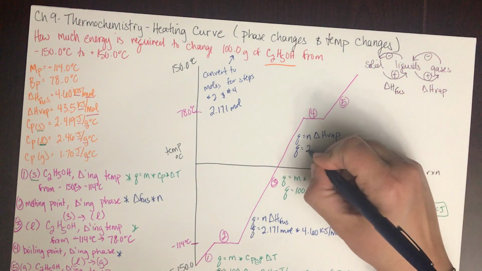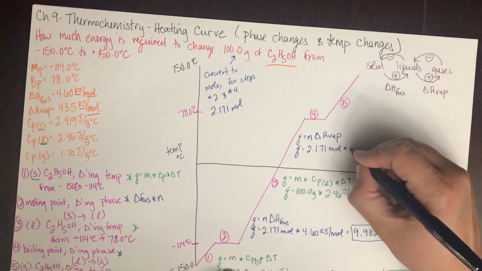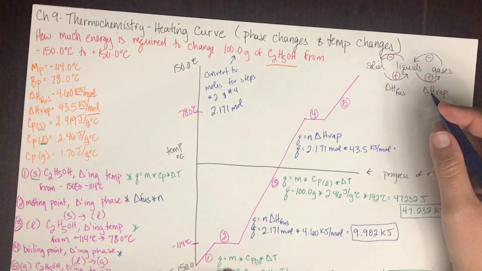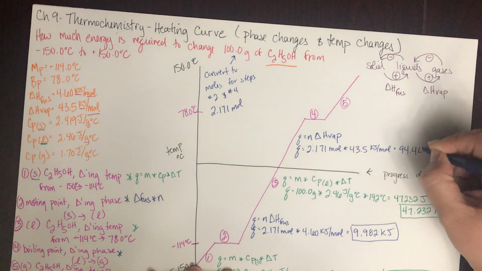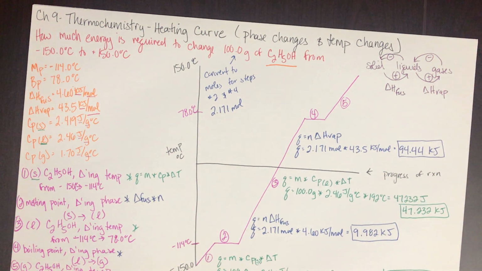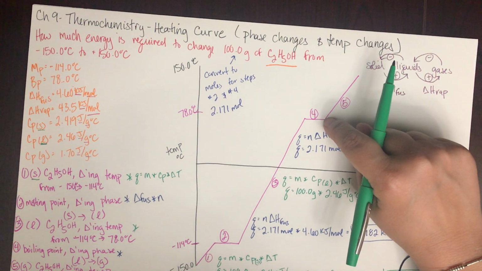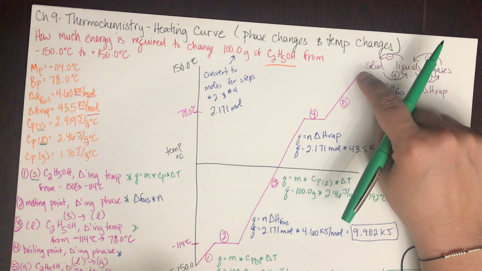Q equals N, 2.171 moles, times the heat of vaporization, 43.5 kilojoules per mole. And this should give you something like 94.44 kilojoules. Okay, so that's step 4. Now we have one step left. The last step is now we have gaseous ethanol, and we are increasing the temperature from 78 degrees Celsius to 150 degrees Celsius. So here we're changing the temperature of gaseous ethanol.